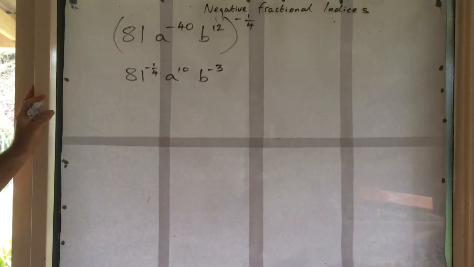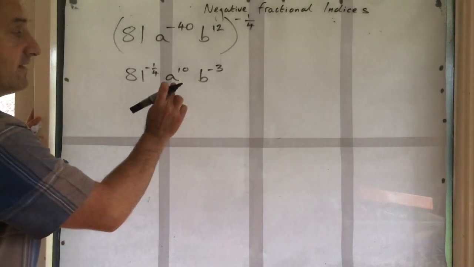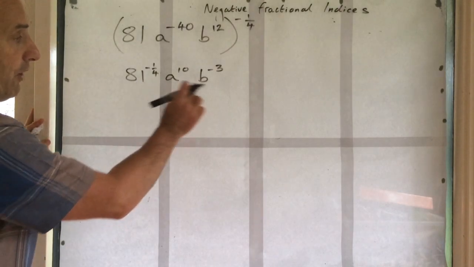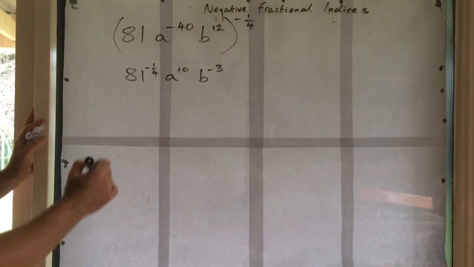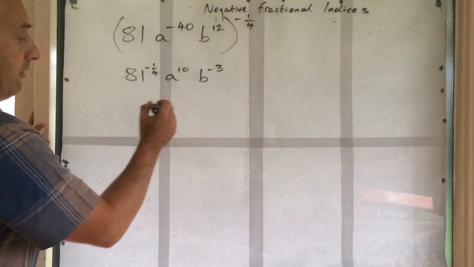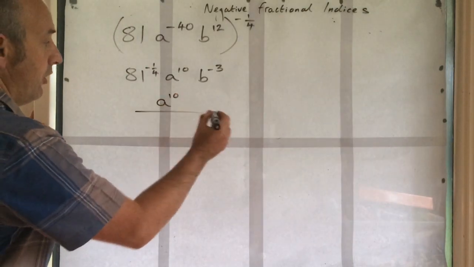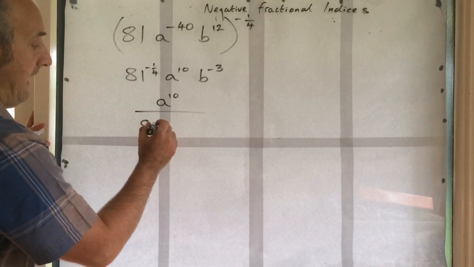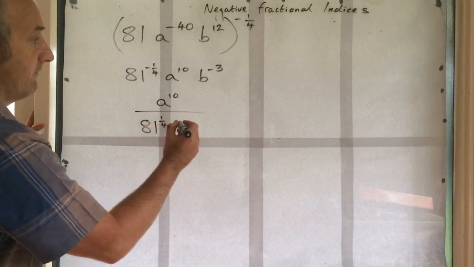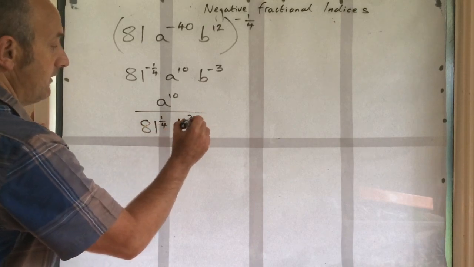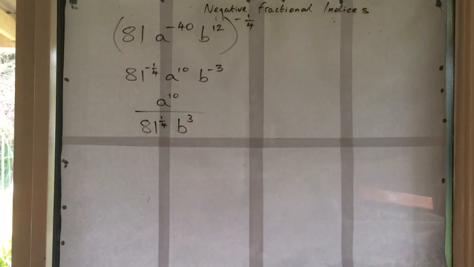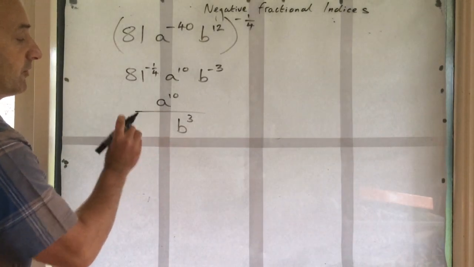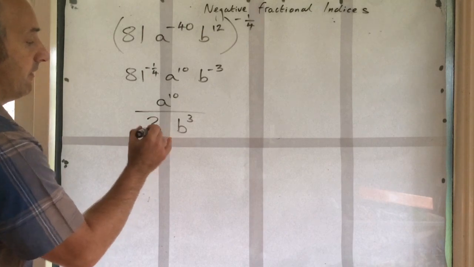So now we say, okay, what has to move? What can stay where it is? Well, the only thing that can stay where it is is the a to the 10. Both of these are going to move down into the denominator. So we've now got a to the 10 over 81 to the quarter, b to the 3. And then finally we finish off by saying, what is 81 to the quarter? What is the 4th root of 81? 3.